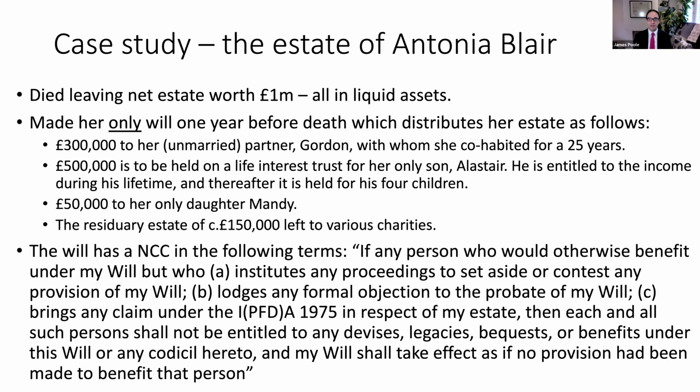It gave £500,000, which effectively was a gift to her 4 grandchildren, but subject to a life interest of her son, Alistair. So Alistair is entitled to the income of that £500,000 during his lifetime, and then after that it passes to his children absolutely. Just for the purposes of the exercise, there's no power to advance capital, so he's entitled to the income only. And £50,000 goes to her daughter Mandy, and the rest, £150,000 odd, is left to various charities.